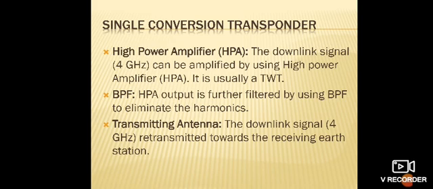And the next one is the BPF, that is band pass filter. The HPA output is further filtered by using the BPF, which is used to eliminate the harmonics. And the next one is the transmitting antenna. The downlink signal, that is 4 gigahertz, is retransmitted towards the receiving station. Okay, so this is about our single conversion transponder.